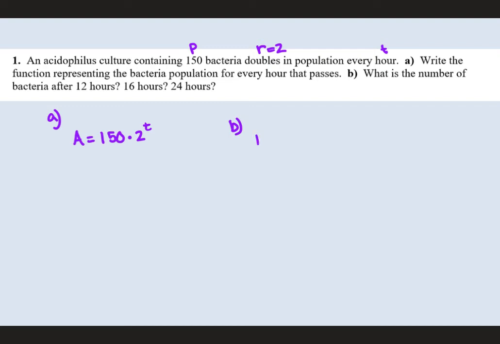So let's go ahead and do 150 times 2 to the 12, 150 times 2 to the 16, and 150 times 2 to the 24. Let's go ahead and calculate each of those on our calculator and see what answer we get. So 150 times 2 to the 12, these are going to get pretty big pretty fast, is 61,440.